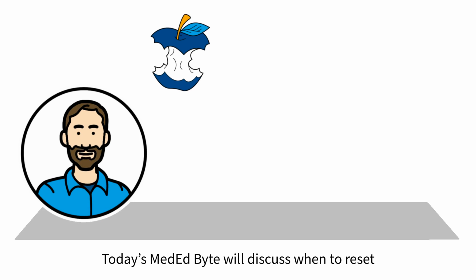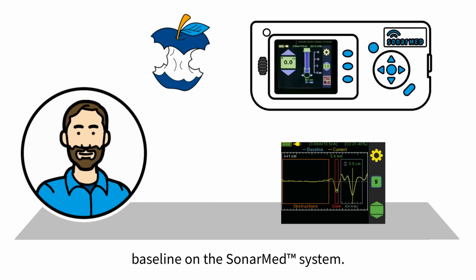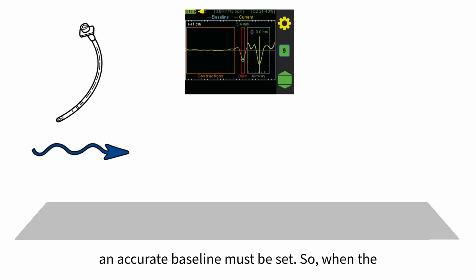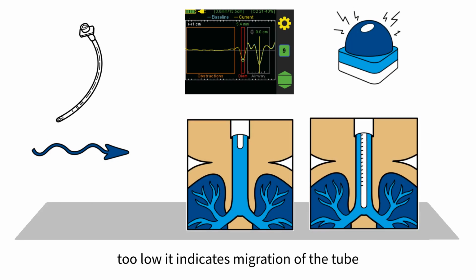Today's MedEd Byte will discuss when to reset baseline on the SonarMed system. Since tube movement is shown from baseline, an accurate baseline must be set. So when the monitor alarms due to the tube being too high or too low, it indicates migration of the tube has entered an area of concern.